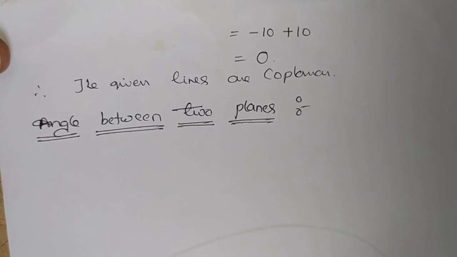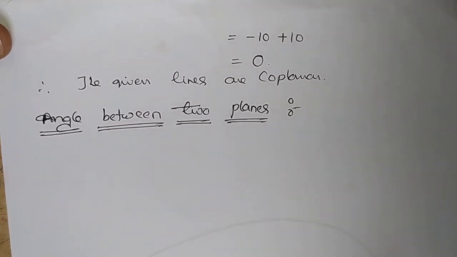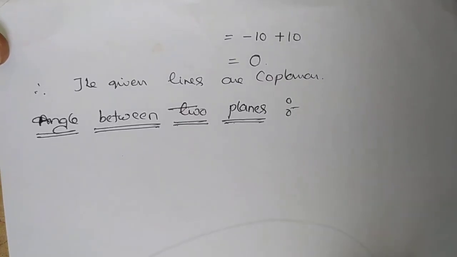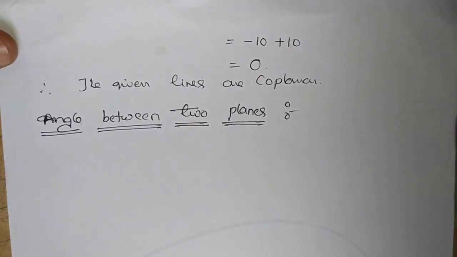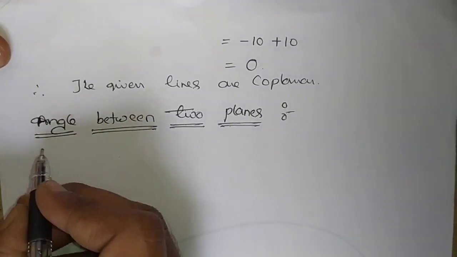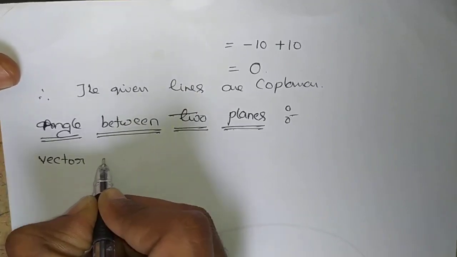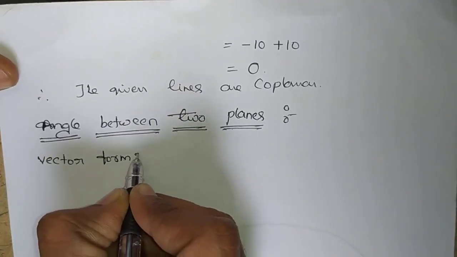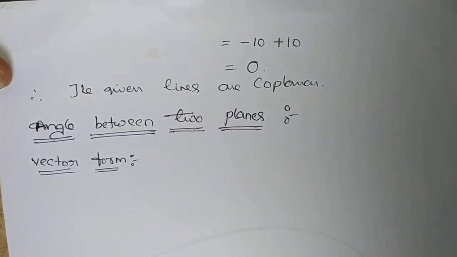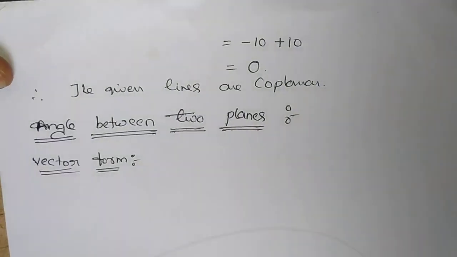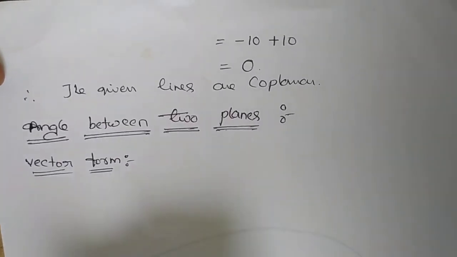Hence, the problems are more important than the derivation of the angle between two planes. So here also we have vector form and Cartesian form. Let us write down the vector form. If the planes are given in vector form, then how do we find the angle between the two planes?